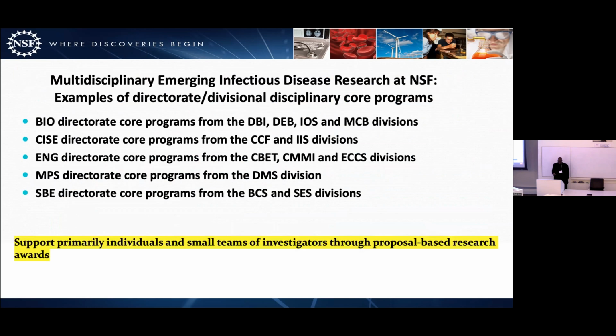So what is available are essentially core programs. So if you go to BIO, the Division of Biological Infrastructure, the Division of Environmental Biology, Molecular and Cellular Biosciences, all of those divisions fund research related to this topic. But you have to go talk to the program director, figuring out, and I'll tell you a little bit more of that. Same thing with engineering. Like most of you come to environmental engineering, you know what to expect from us. So all of these different programs support primarily individual and small teams of researchers, collaborative proposals in this area. So next slide.